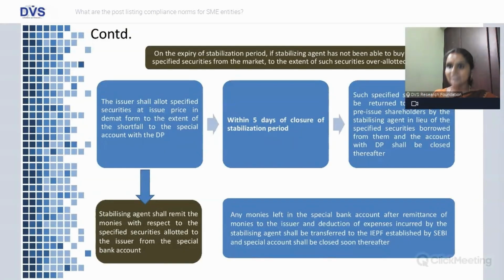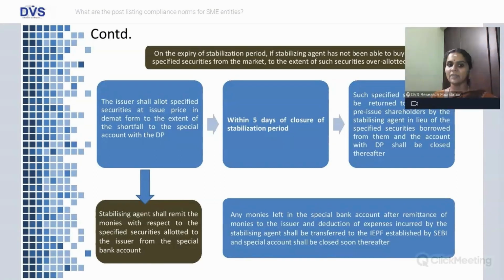And these SAs shall remit the money with respect to those allotted securities, because in consideration they will be providing the money. Within 5 days of closure of the stabilization period, this particular process shall occur, and such specified securities shall be returned to the promoters and the other stakeholders, being your pre-issue shareholders, in lieu of the specified securities which are borrowed from them. So to the extent which is borrowed, it will be returned to them, and the account with the DP shall also be closed thereafter.